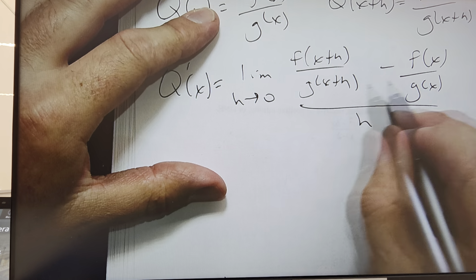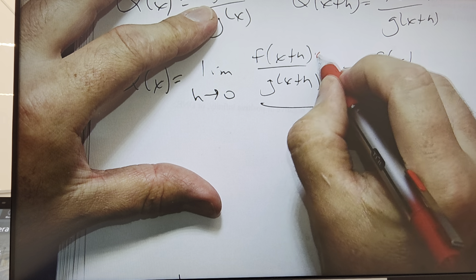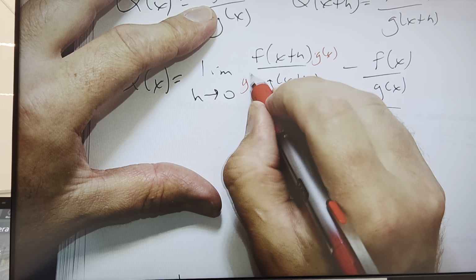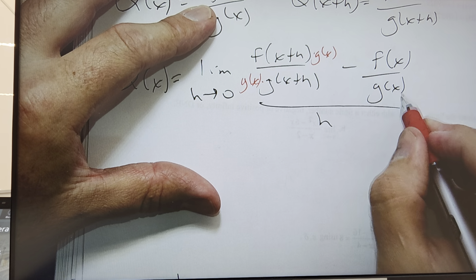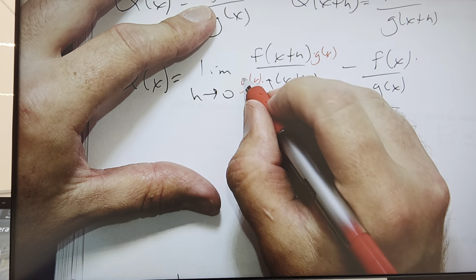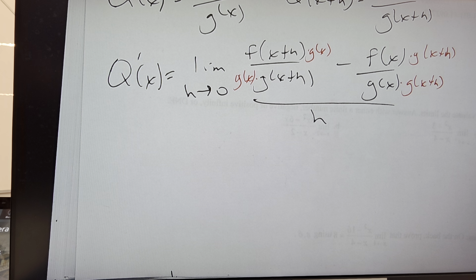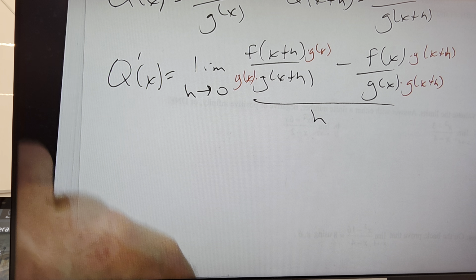So what's the LCD going to be? Don't overthink it. What does he need? G of x plus h? No, he doesn't, he already has one. What does he need? He needs a G of x. And the other one needs a G of x plus h. So they need each other, because that's exactly what they're missing. Do they have the like denominator?